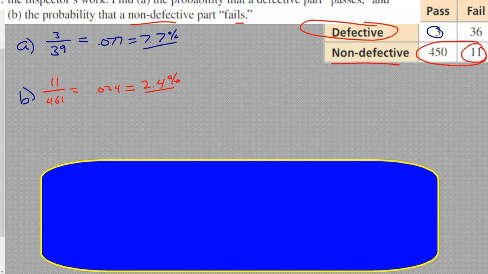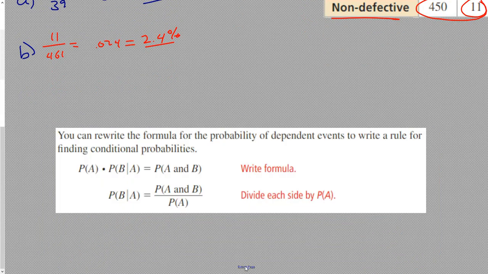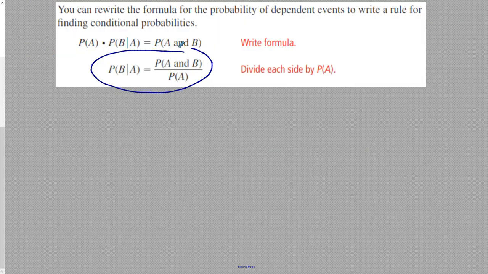Okay, so a little bit more for your notes real quick. We can rewrite the formula for the probability of dependent events in order to write a rule for finding conditional probabilities. So here's the probability formula for conditional probabilities. We're only really interested in this part. The probability that B occurs, assuming A already happened, that's what this line means. It's called a pipe. So the probability that B happens, assuming that A already happened, is the probability they both happen divided by the probability of A.